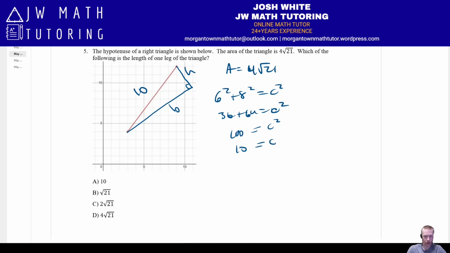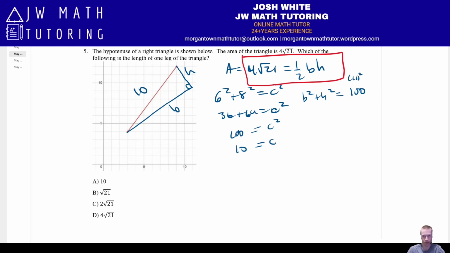We know the following. We know that 4 root 21 is equal to 1/2 times the base times the height. So this right here is one equation. The other equation, of course, we know is Pythagorean theorem. We know that b squared plus h squared equals 100. Technically 10 squared, but I just know that's 100, so I wrote that. So this is the second equation.